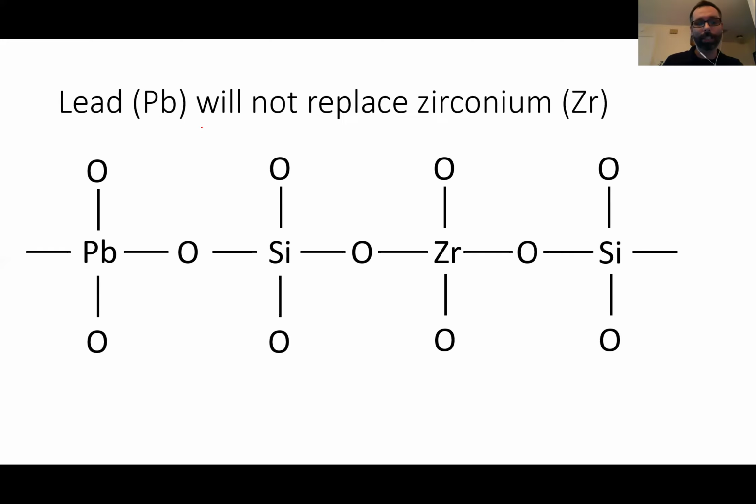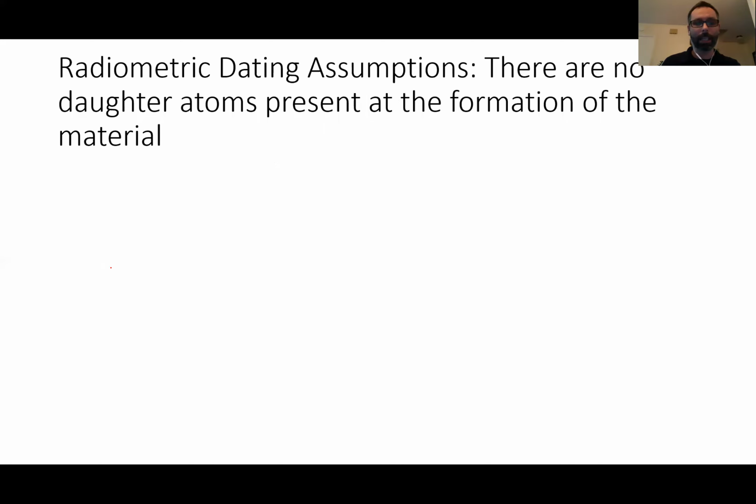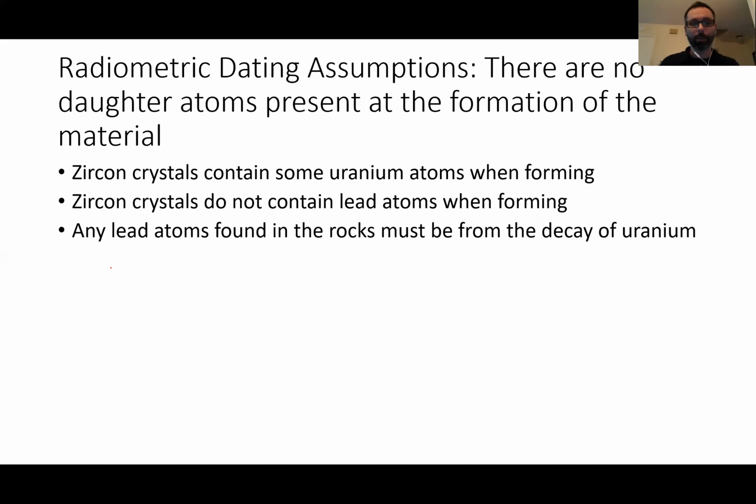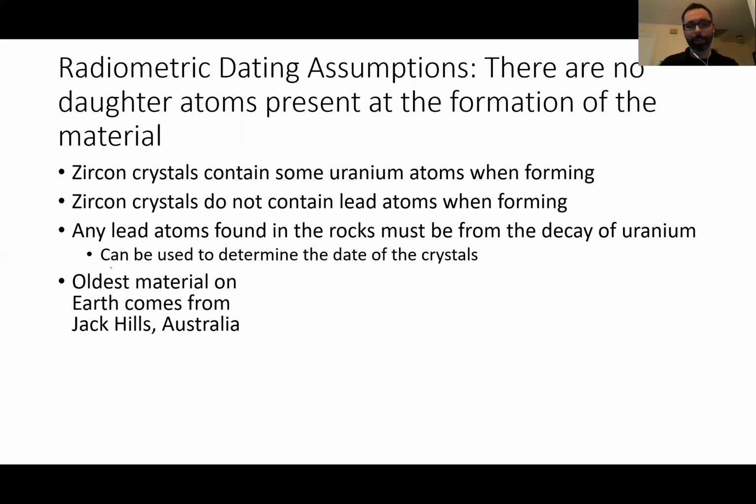So while uranium will sometimes take the place of the zirconium, the lead will not. It doesn't fit in there. And so you shouldn't ever have a piece of lead inside a zircon rock. As long as you stick to those rocks, then you should be pretty safe, right? With zircons, you don't have to worry about any lead being in there. This means that they're the best ones to use.